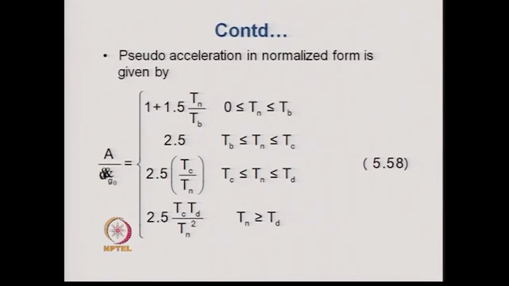And we can see that from Tb to Tc, the value of A by G0 or SA by G0 remains equal to 2.5 constant, that is it becomes a horizontal line. Then from Tc to Td, the value is 2.5 multiplied by Tc by Tn. Again here you can see that it is inversely proportional to the time period. Finally, when Tn is greater than Td, then the value becomes 2.5 into Tc into Td divided by Tn square, that is the nonlinearity is further increased in this particular region.